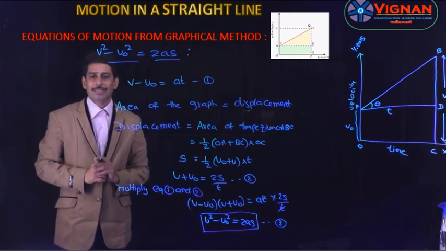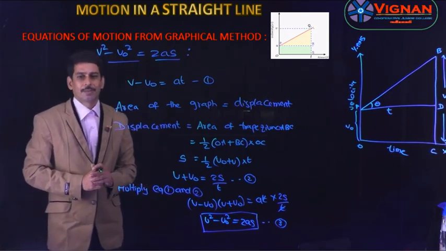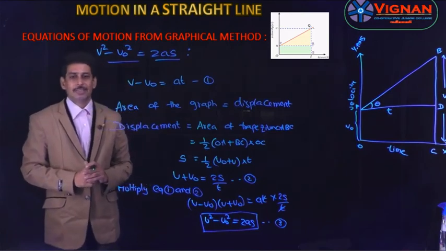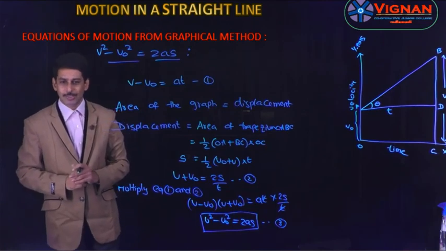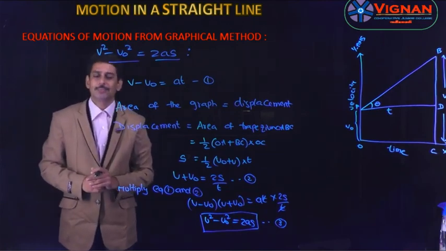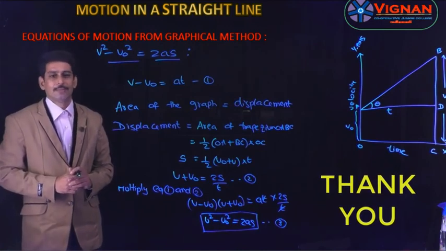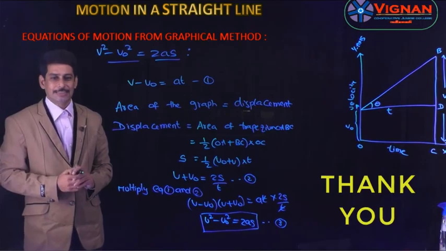So here we are deriving the equations of motion by using the graphical method. Okay students, in this section we derived the equations of motion from the graphical method: the three equations V is equal to U plus AT, S is equal to V0 T plus half AT square, and V square minus V0 square is equal to 2AS. That's all for this section, and we will meet again in the next session. Thank you.